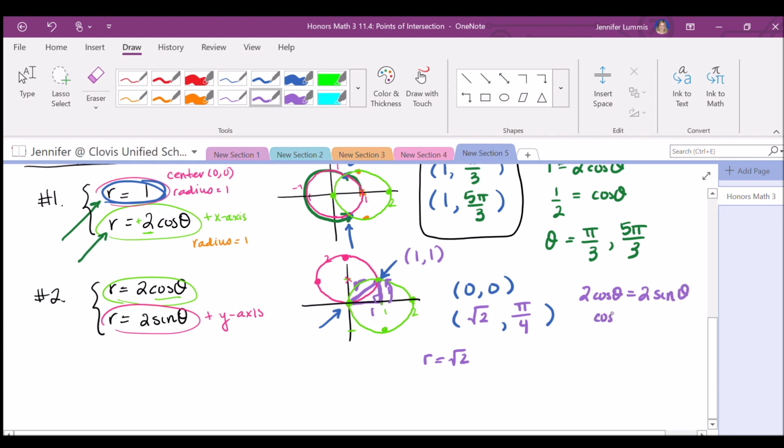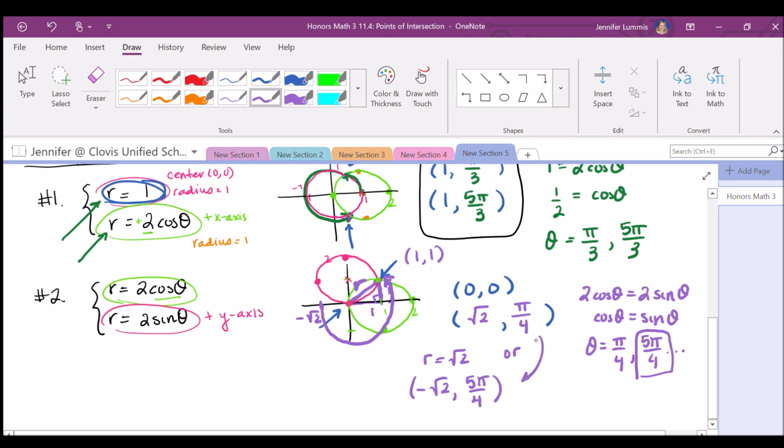In which case you'll get cosine equals sine, which happens at pi/4, as well as 5 pi/4 and other values. So it just depends. I could use the answer of 5 pi/4 if I started with a radius of -√2. So notice that would put us over here on the negative x-axis, and then I would need an angle of 5 pi/4 to get all the way around. So alternate answer here.